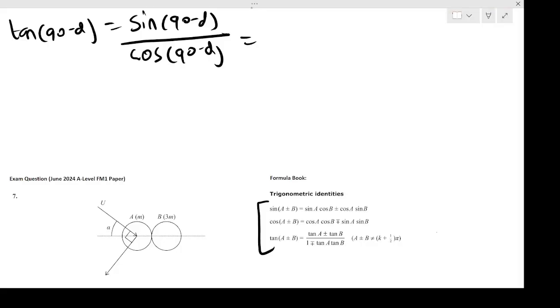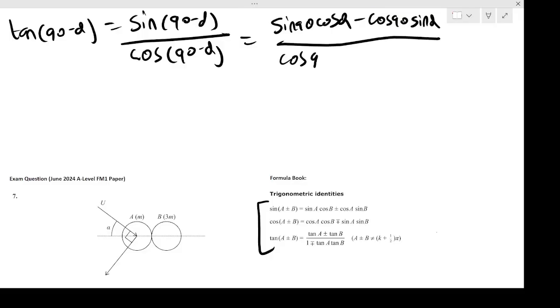And so if we apply the formulas, hopefully you're happy to see that this will be sine 90 cos alpha, take away cos 90 sine alpha on the top, over cos 90 cos alpha plus sine 90 sine alpha.